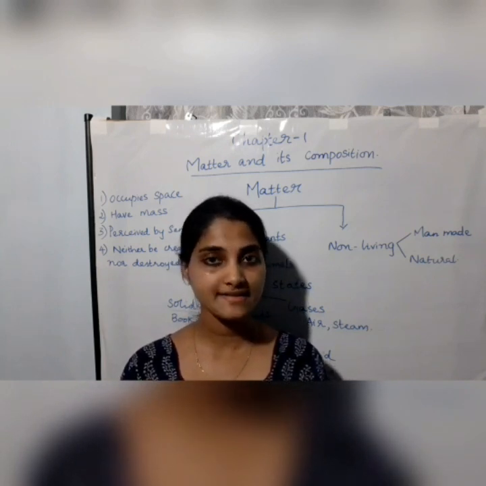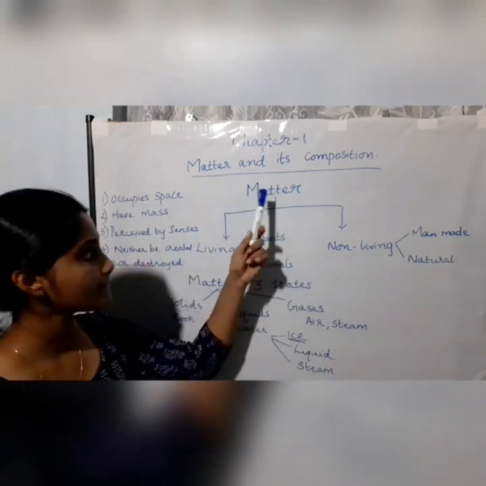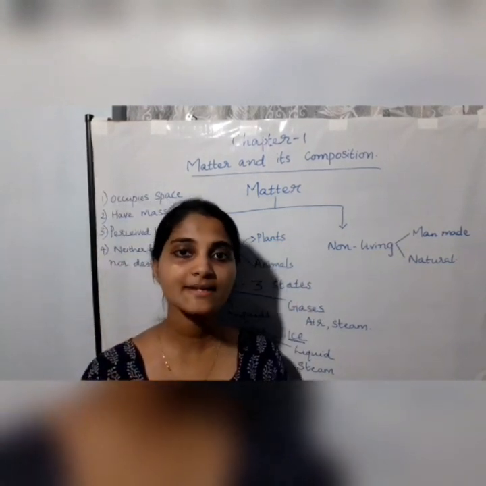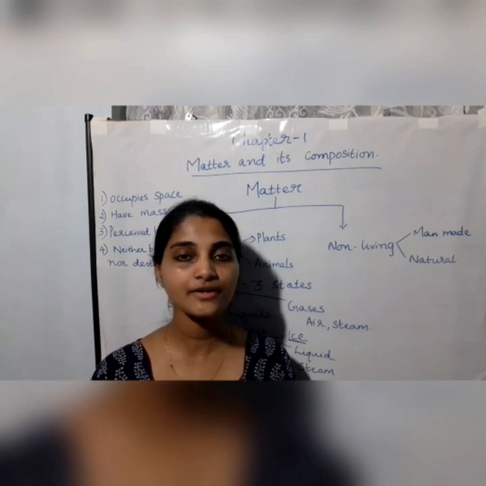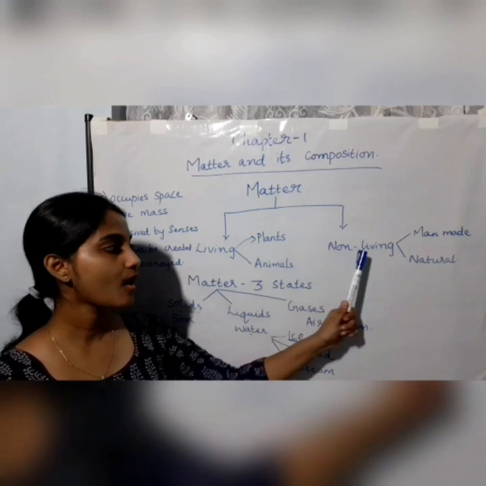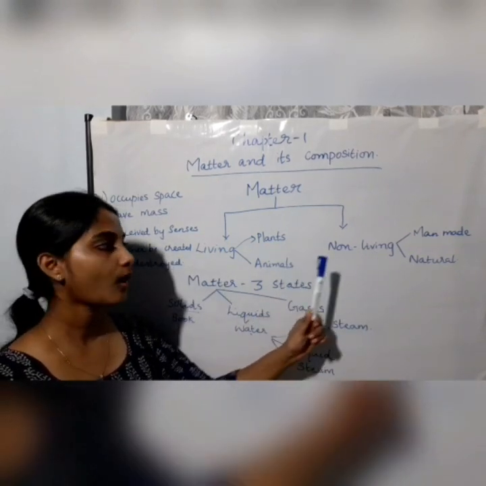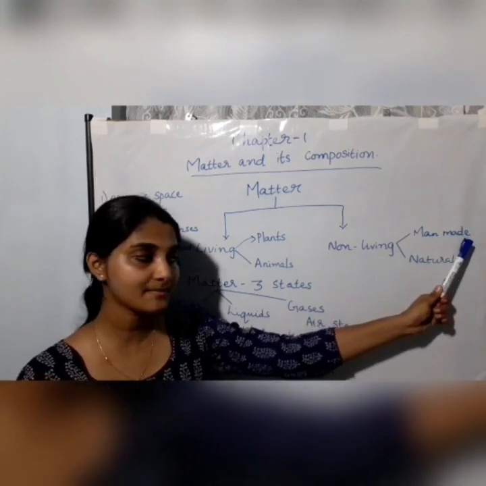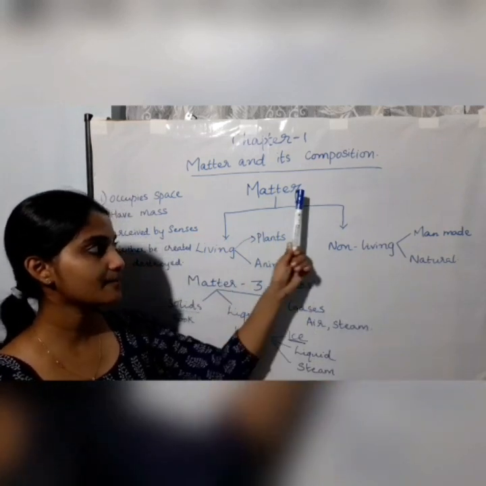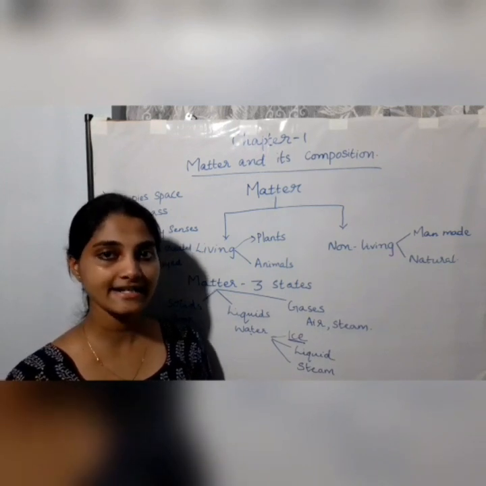Now, what are all these things made up of? All these things are made up of matter. So the basic substance of all the material that is present around you is matter, be it a living thing or a non-living thing. Living things include plants and animals, and non-living things include man-made and natural non-living things. All these are made up of matter. Now, let us see what exactly matter is.